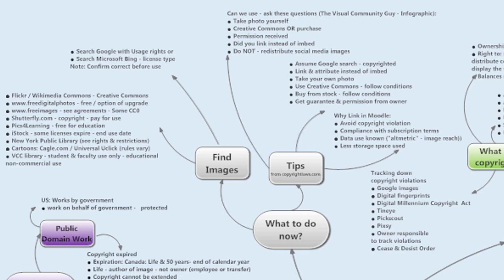But you still have to confirm that it's correct before. So they don't make any guarantees. If something comes up and it says it's Creative Commons, it may in fact actually be copyrighted, so you still have to check. There's also some sources that you can go to. Flickr and Wikimedia Commons, those are places where quite often Creative Commons images can be found.